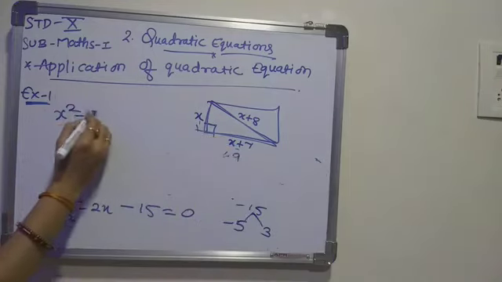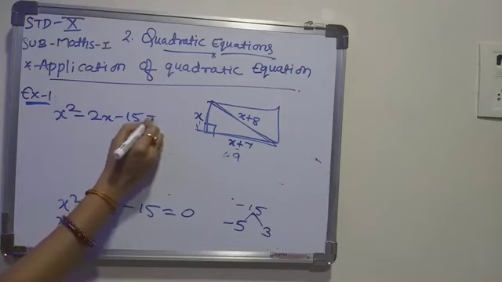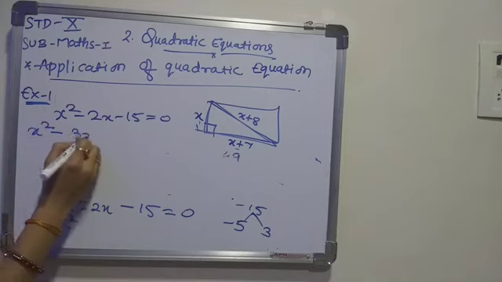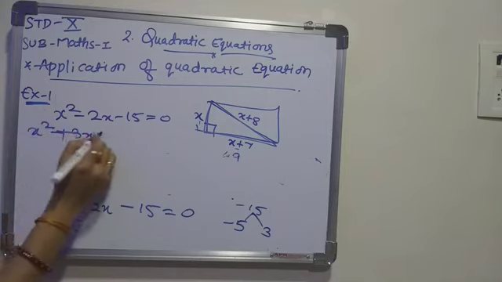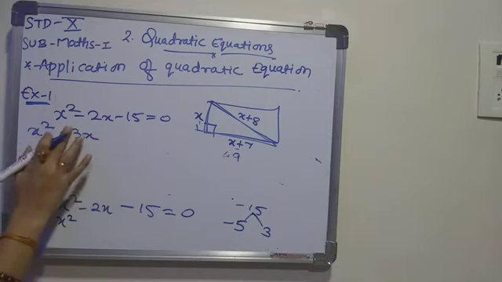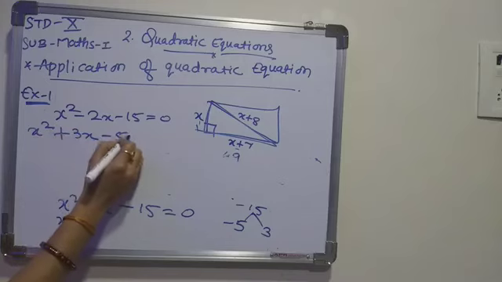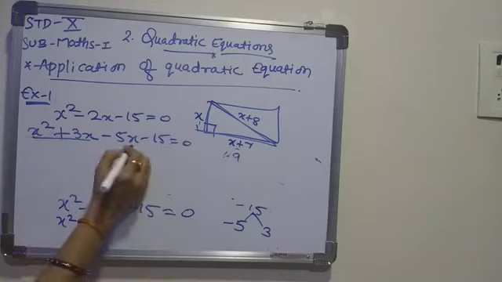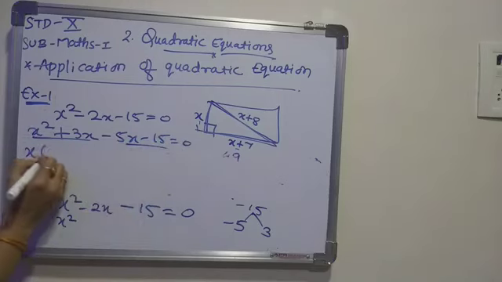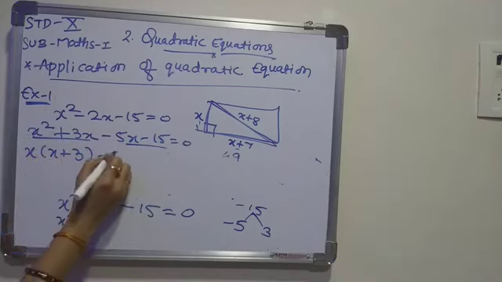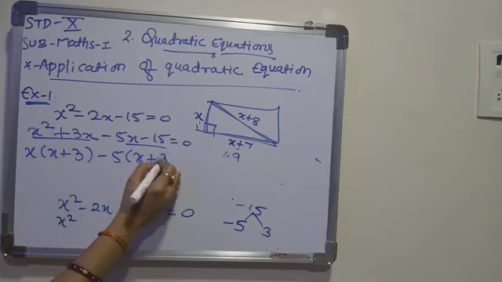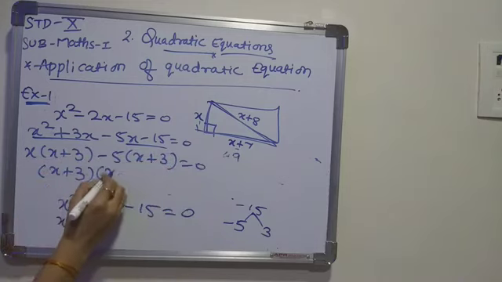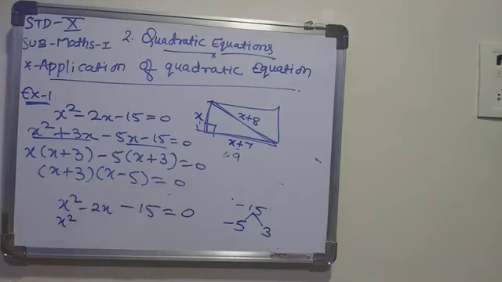So write this. x square minus 2x minus 15 equals to 0. Split the middle term, so you will get x square minus 5x plus 3x minus 15 equals to 0. Split this into two terms and take out the common: x into x plus 3 minus 5 into x plus 3 equals to 0. Now x plus 3 is common, so x plus 3 and x minus 5 equals to 0.